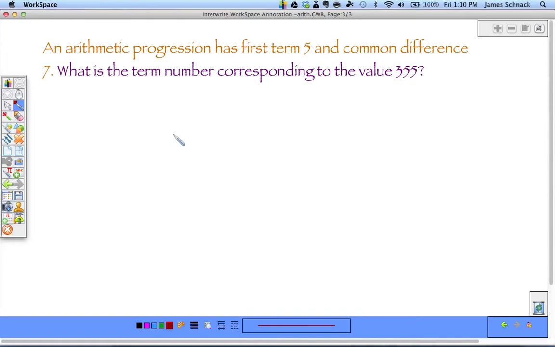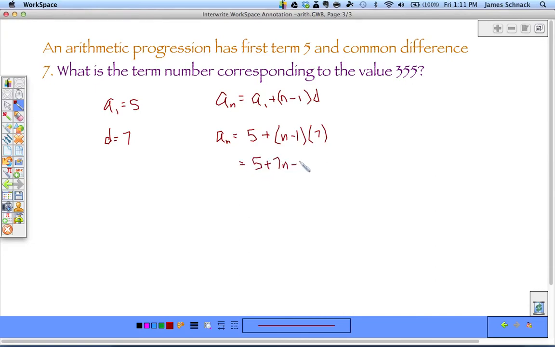The nice thing is, they tell us the first term is 5. The common difference is 7. Aren't those the two things we need to write an explicit rule? An equals a1 plus n minus 1 times d? Heck yeah, we got what we need. An equals 5 plus n minus 1 times 7. Let's simplify. Our explicit rule is an equals -2 plus 7n.